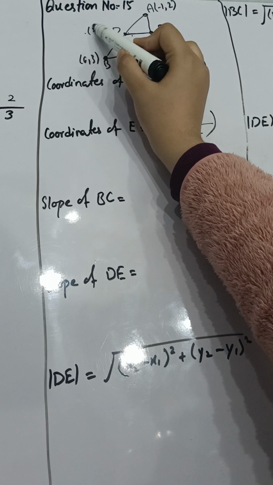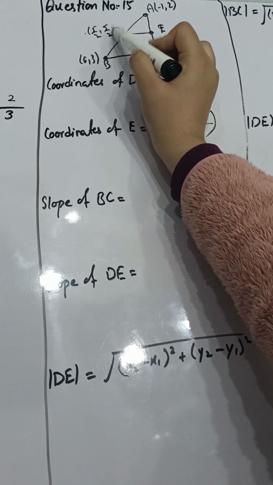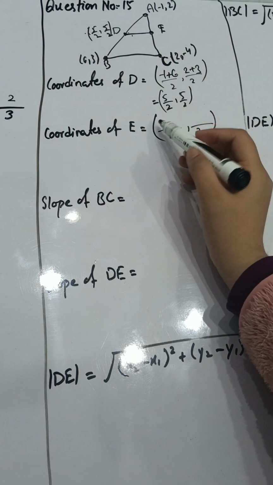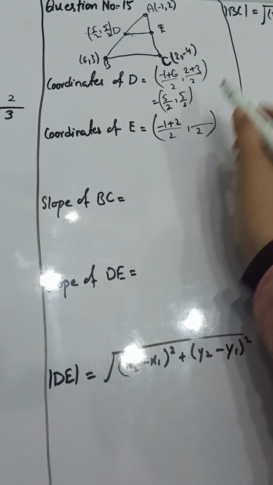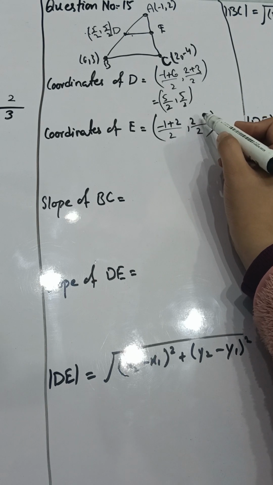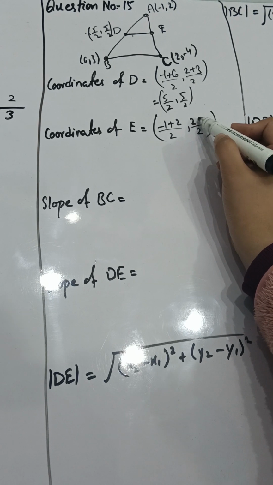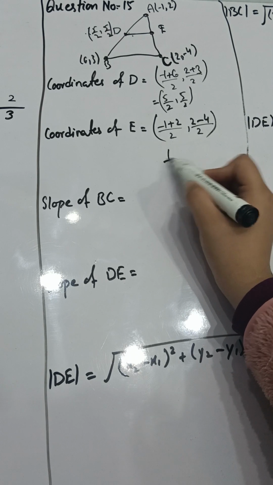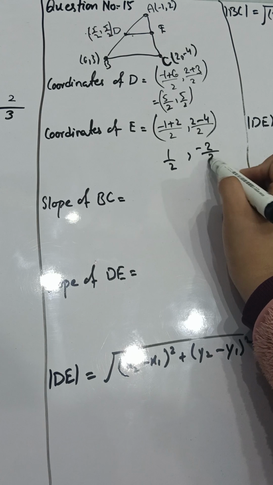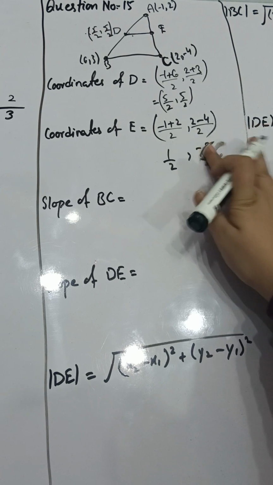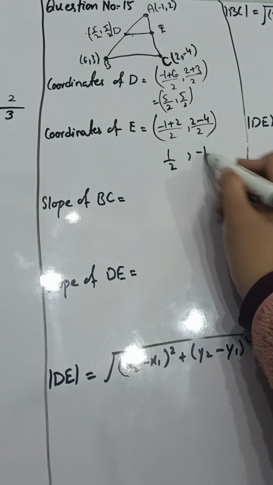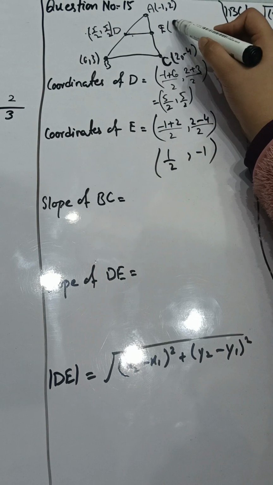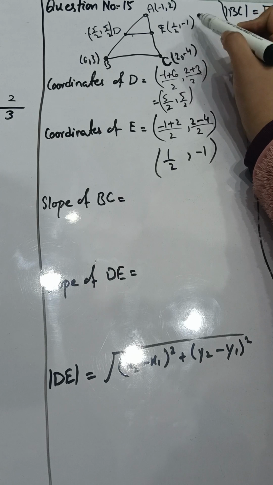So what are its coordinates? 5 by 2 and 5 by 2, okay. These are the coordinates of D. Now we have to find the coordinates of E, so we will write these two: -1 + 2, and this will equal 2, and minus plus -4 you will do. So its answer will be equal to 1 by 2, and it is equal to -2 by 2, so this will cancel. So simply I am writing -1 here. So these are the coordinates of point E. Now I am putting the coordinates of point E, which are 1 by 2 and -1.